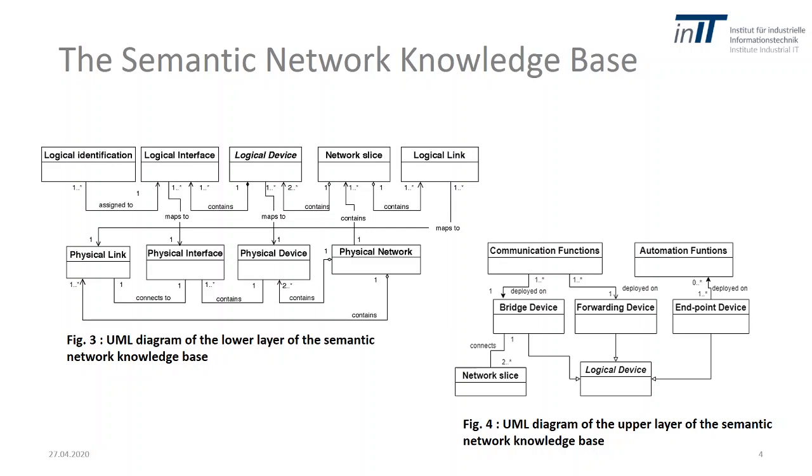The upper layer diagram shows some of the logical entities, for example, network slices, or how the categorization is done for logical devices based on their types. And on top of it, it shows the automation functions and communication functions that are mapped to these logical devices. So this meta model acts as a primary version, and the next step would be to implement this model inside the FIND controller.